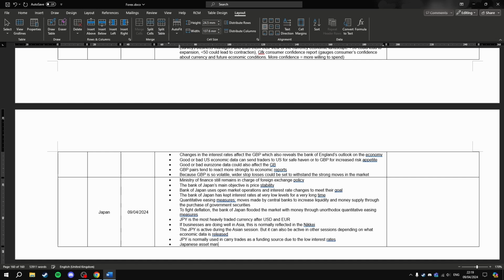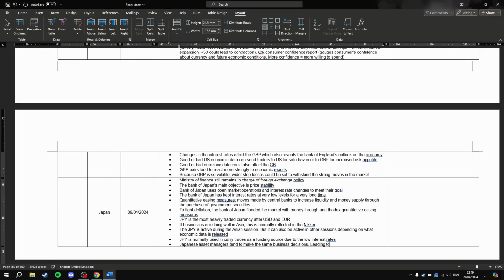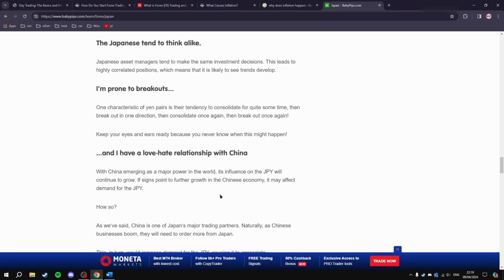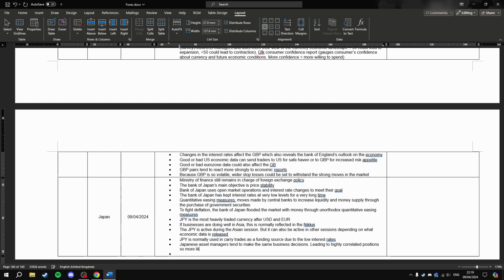Japanese asset managers tend to make the same business decisions, leading to highly correlated positions, so more likely to see trends develop.